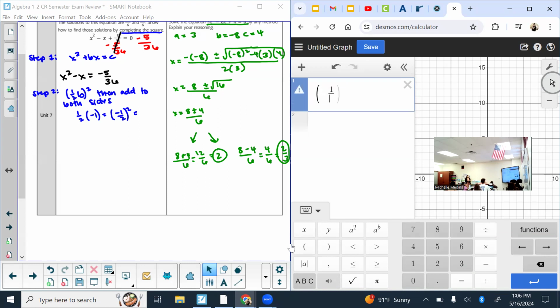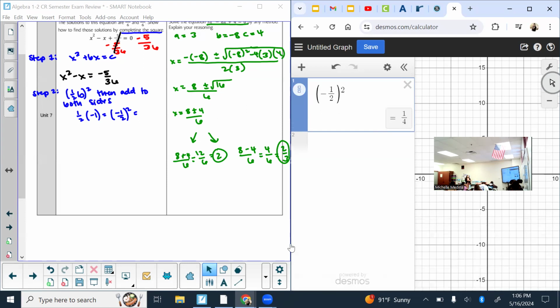If I want to know what -1/2 squared is, here's how I type it in the calculator. If I want the fraction of it, I would press this button, and now it's a fraction. So 1/4, 0.25. So I'm gonna add that to both sides of this step. So it's gonna become x squared minus x plus 1/4 equals -5/36 plus 1/4. I know I have my calculator up, but I'll simplify that later. That was us adding it to both sides.